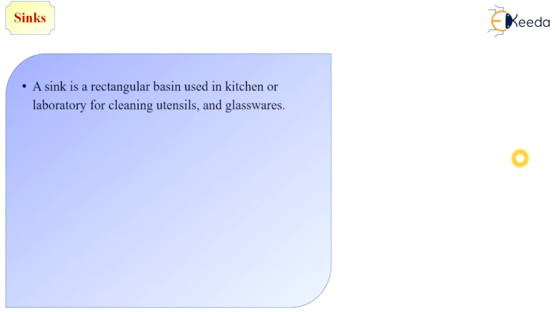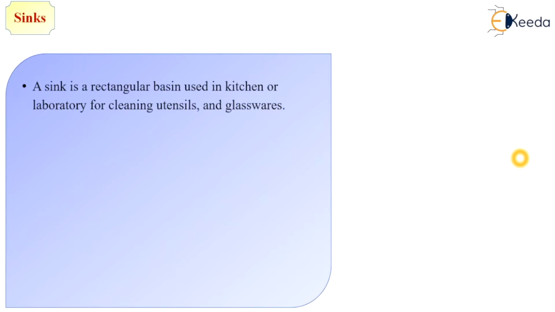The next sanitary fitting is sinks. What is the difference between a wash basin and a sink? As you all know, wash basins can be installed anywhere in any room, but sinks are generally provided in the kitchen to wash utensils or for other purposes, typically in kitchen appliances or appurtenances.